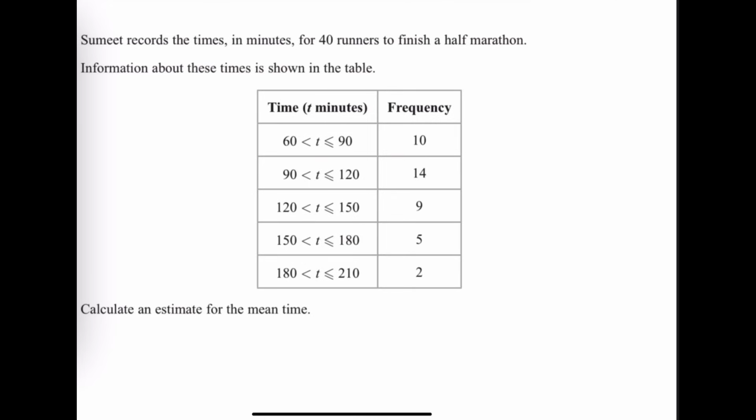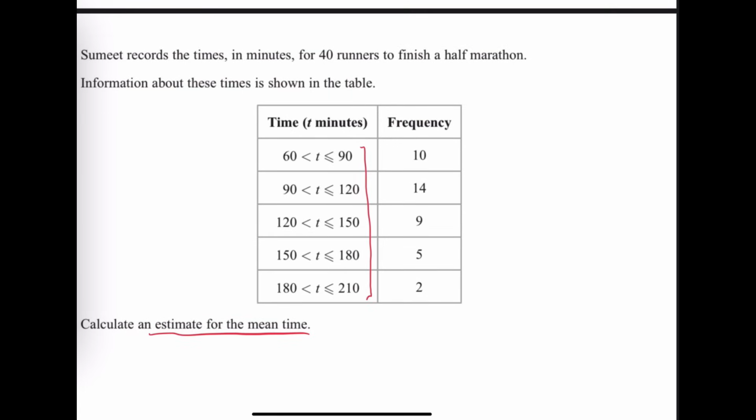Samit records the times in minutes for 40 runners to finish half a marathon. Information about these times is shown in the table. Estimate the mean time. We are going to find the midpoint, so we'll put it on the side, and this is whatever the halfway point is in each group. So between 60 and 90, the halfway point is 75. Between 90 and 120, it's 105. Between 120 and 150, it's 135. Between 150 and 180, it's 165. Between 180 and 210, we know that is 195.